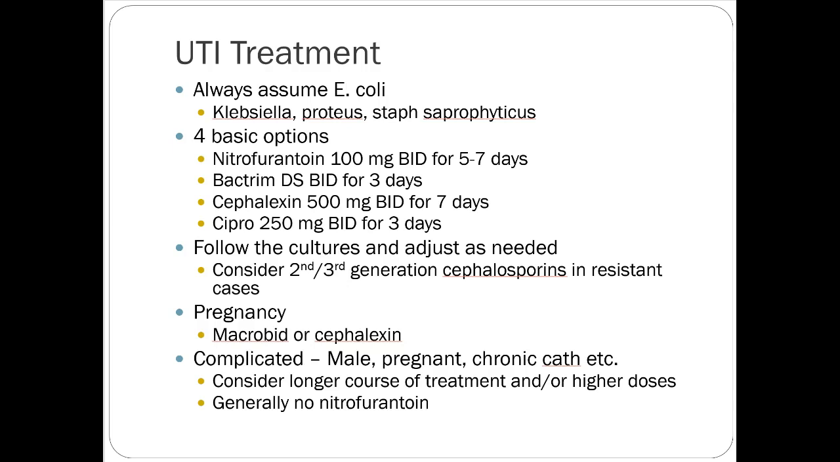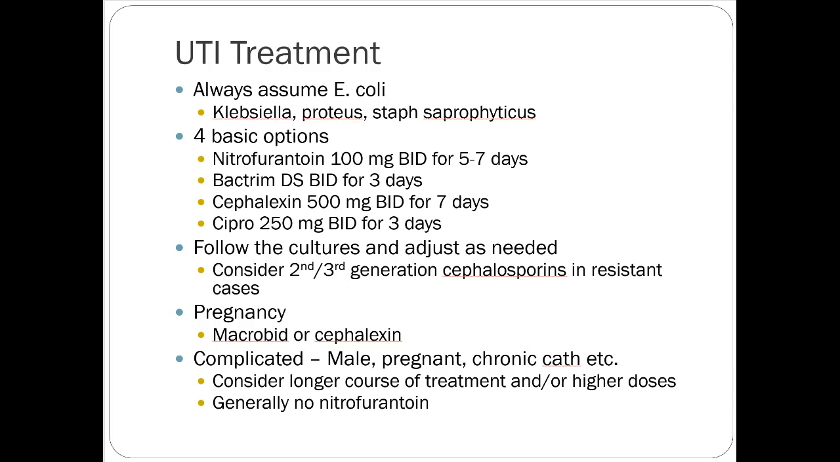For basic UTIs, there's 4 options: nitrofurantoin, Bactrim, cephalexin, and Cipro. You can see the courses there. So the Bactrim and Cipro courses have the advantage of 3 days. However, they're also the highest resistance. Bactrim is probably about 20% resistant. Cipro is probably about 15% resistance in the community.